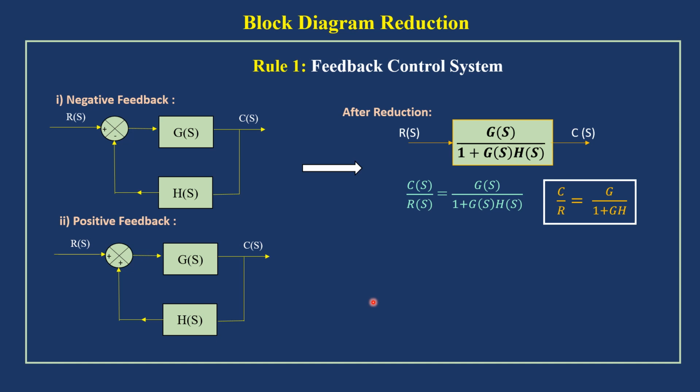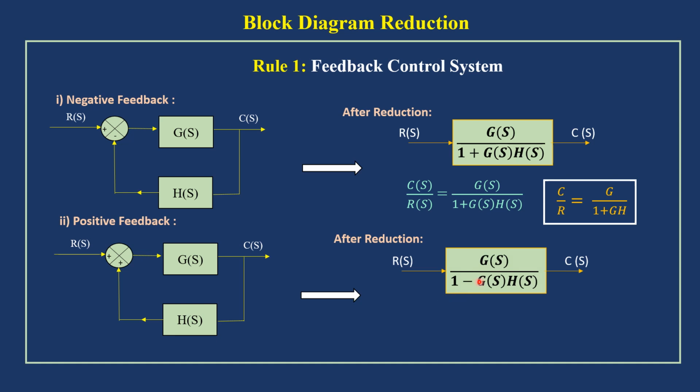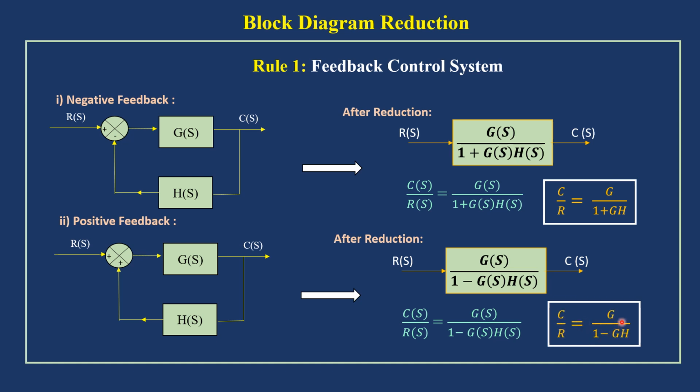So this positive feedback also we can eliminate, and it will be reduced to a single block diagram which represents the overall system gain for positive feedback: G of S by 1 minus G of S H of S. Only the sign change will be there. So shortly it will be represented as C by R equals G by 1 minus GH. Okay. So this is about the elimination of feedback system.